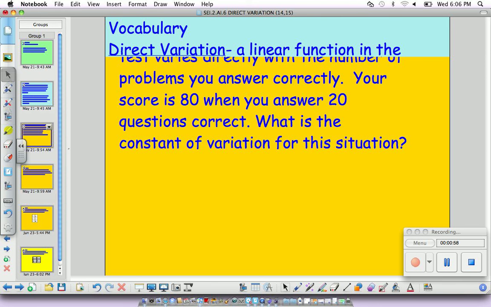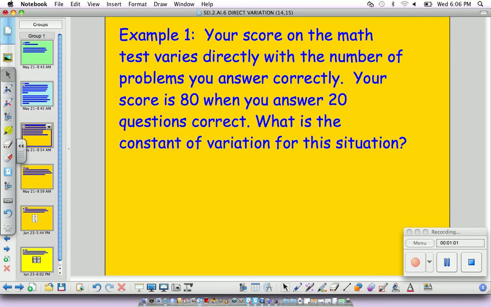Example 1. Your score on the math test varies directly with the number of problems you answer correctly. Your score is 80 when you answer 20 questions correctly. What is the constant of variation? To find the constant of variation, we're going to put our information into the formula. y is equal to kx.